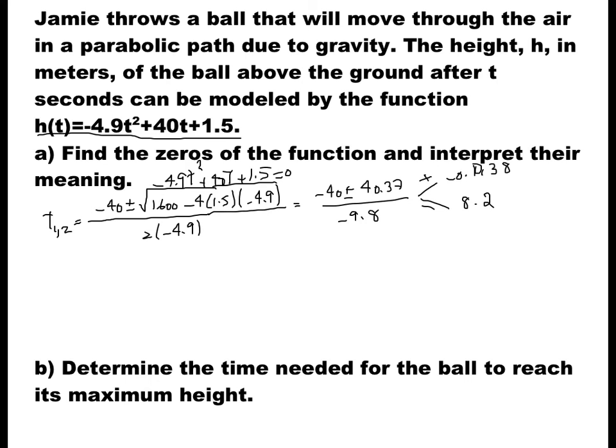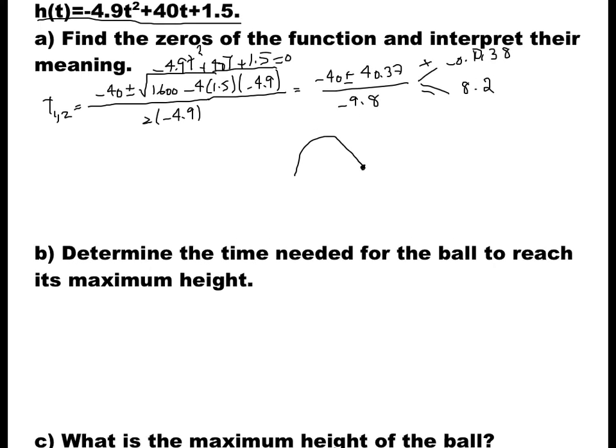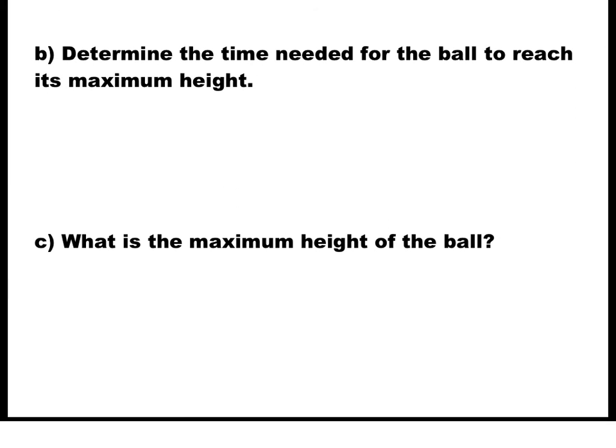Now, what is the meaning of these zeros? These zeros represent when the ball hits the ground. So after Jamie throws the ball, it takes 8.2 seconds for the ball to reach the ground. Now the second part of the question asks to find the time needed for the ball to reach its maximum height.